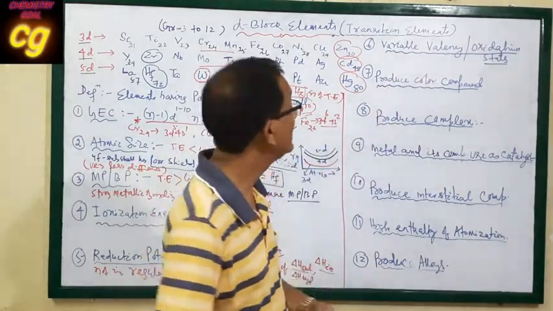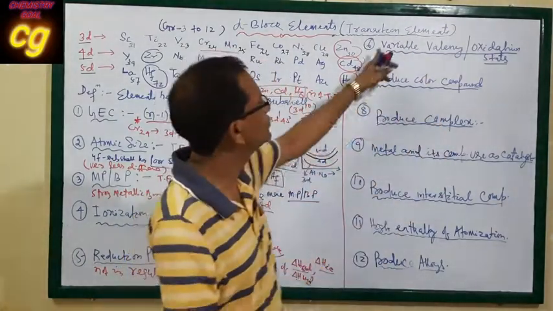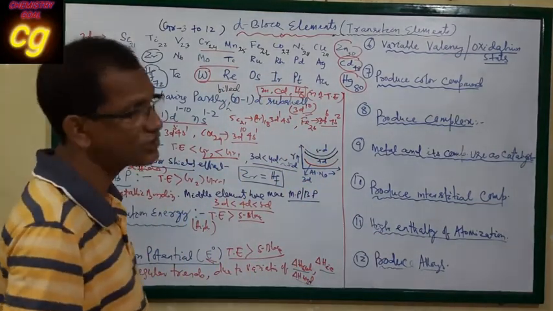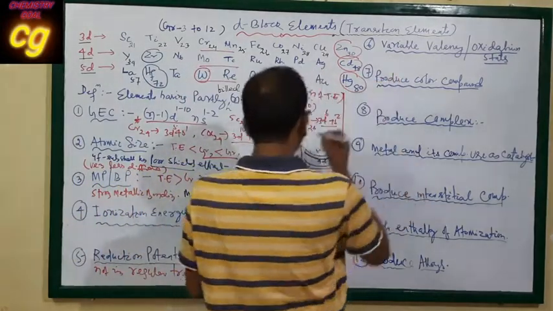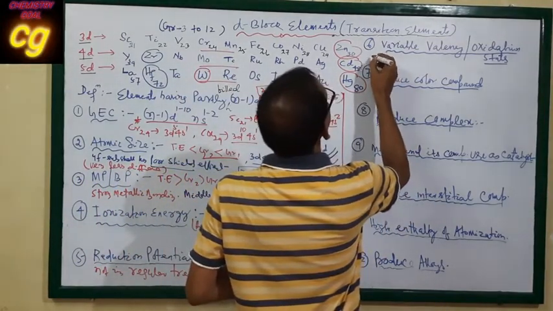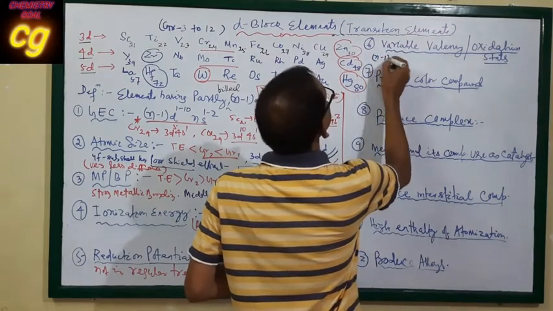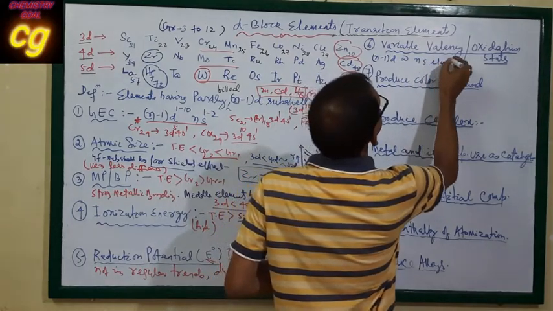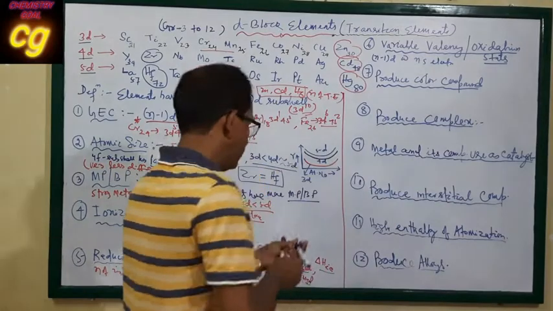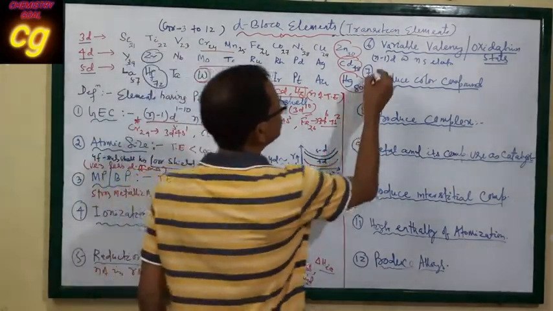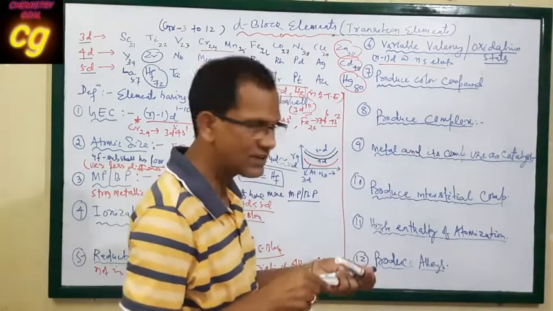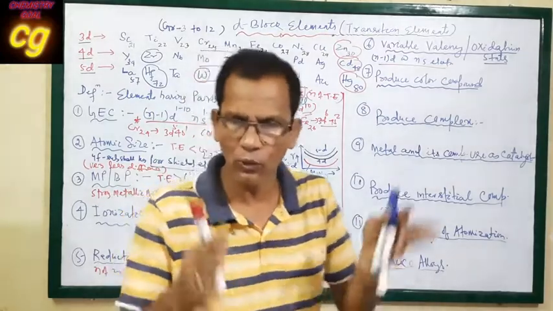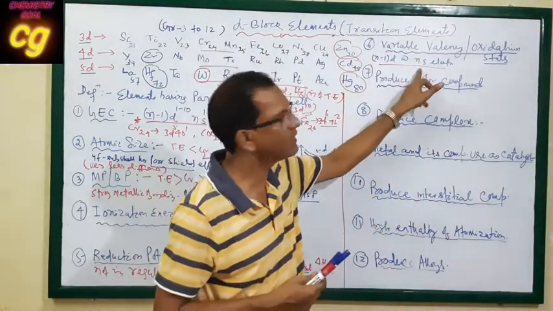Then another very important property: all transition elements show variable valency and oxidation state. Why? Due to the involvement of (n-1)d and ns electrons. What does it mean? That means both are involved. As the energy gap between (n-1)d and ns is very low, both electrons take part in bond formation.